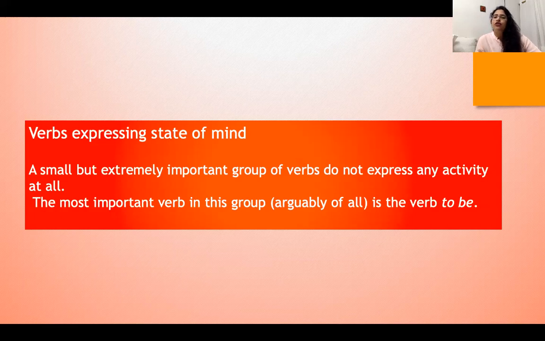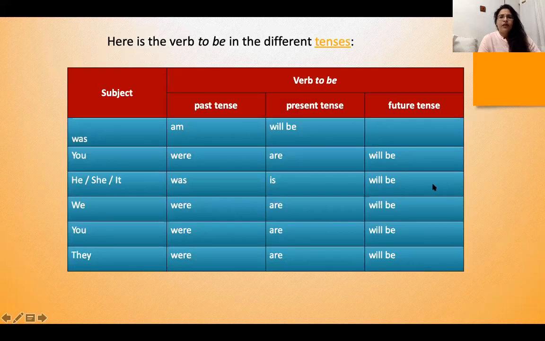A small but extremely important group of verbs do not express any activity at all. As I told you before, in a state of mind, these actions are being done within the mind. There is no physical involvement in it. Okay, so the most important verb in this arguably is to be, the to be forms. I have just prepared a table here where I have shown how the to be form changes with the subject and tense.